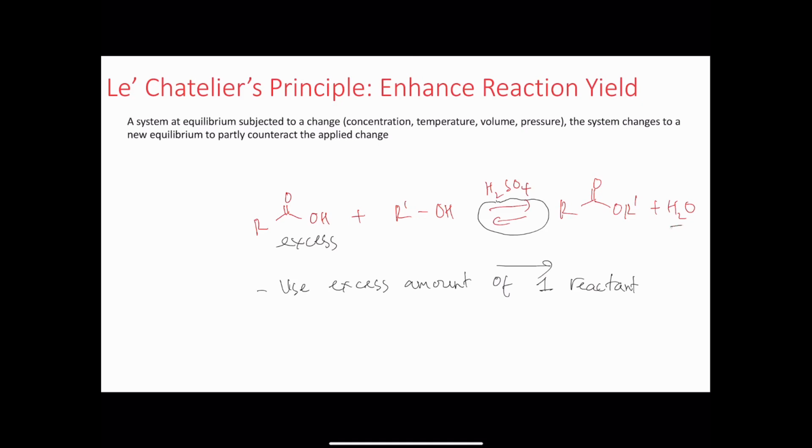Another way to improve the yield is we remove the product out of the reaction system. So in the Fischer esterification, usually we remove water out of the reaction system. By doing this, then we can drive the reaction to the right in order to make more of the ester.